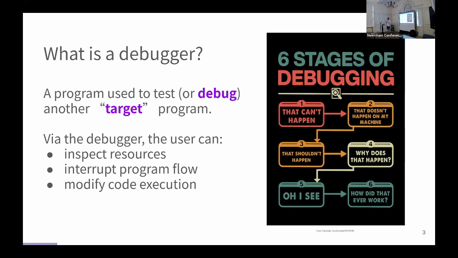Well, a debugger is a special kind of program that can be used to test or debug another target program, okay? And via the debugger, the user can inspect resources, they can interrupt program flow. And one of the coolest things about debuggers is you can actually modify code execution. So midway through running your program, you can change the course of the execution, the control flow.